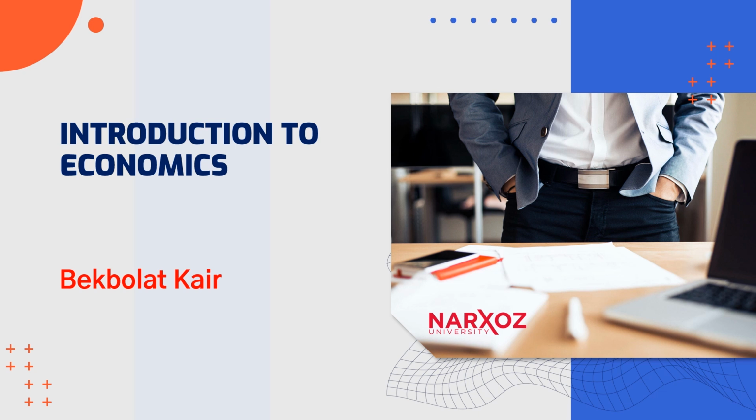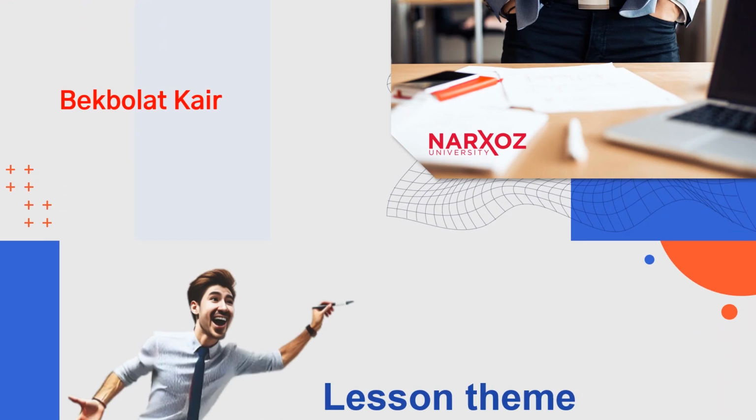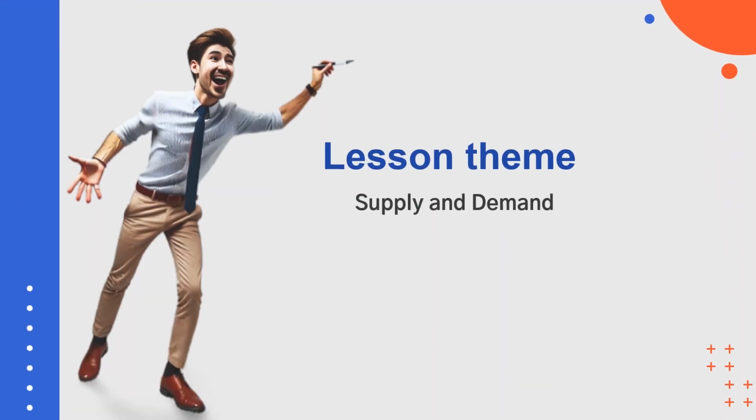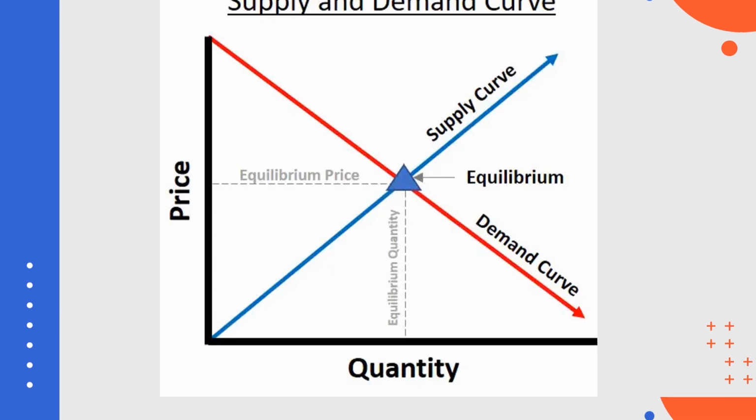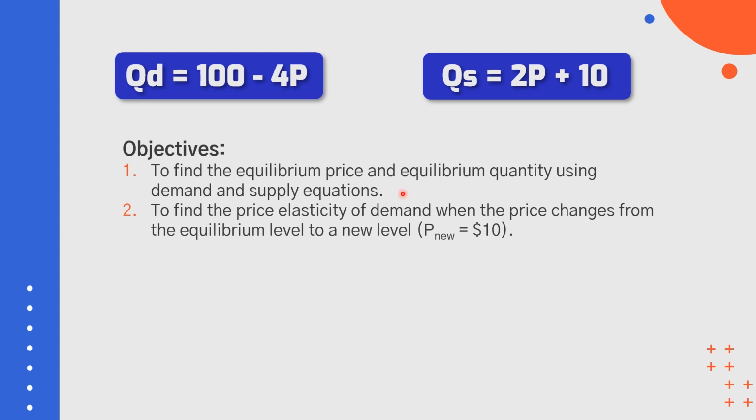Today we'll be walking through how to find the equilibrium price, equilibrium quantity and the price elasticity of demand using a simple example of demand and supply equations. So let's get started. In this lesson we will try to cover two key objectives: finding the equilibrium price and equilibrium quantity using the demand and supply equations, and how to determine the price elasticity of demand utilizing the percentage formula. So here we have two equations.